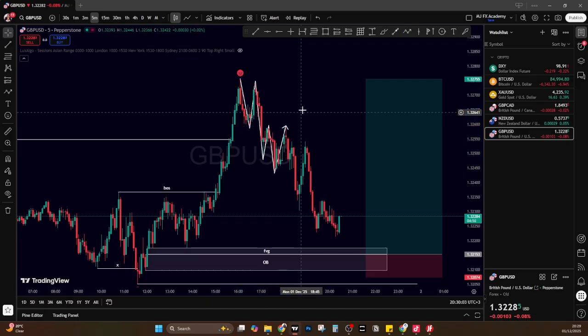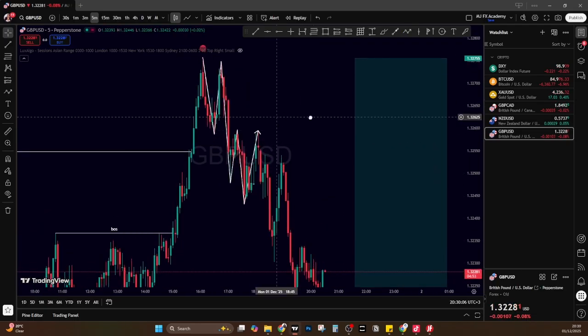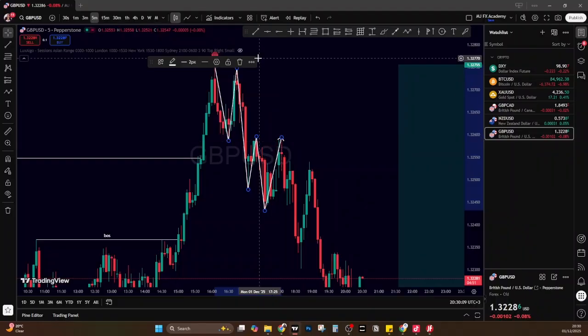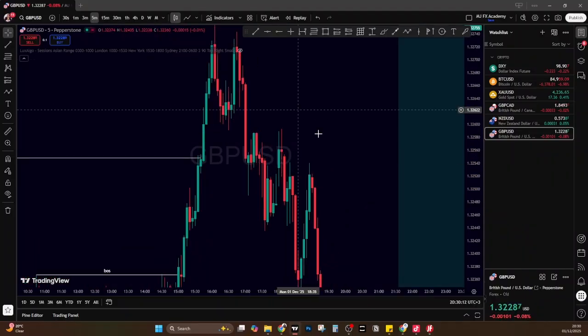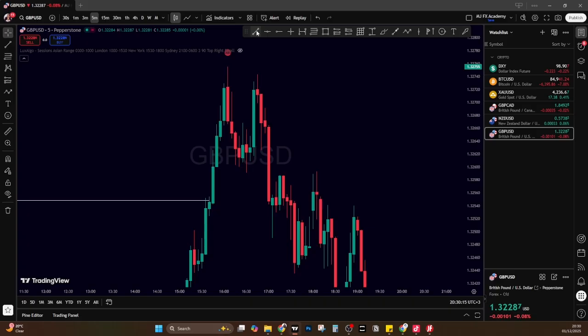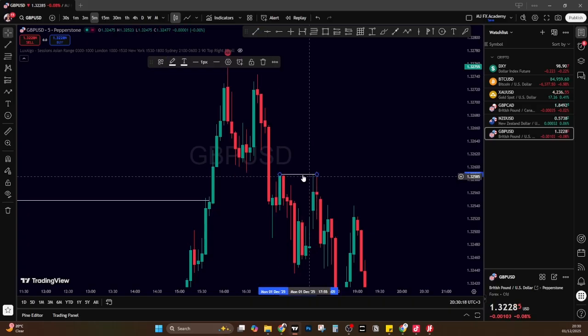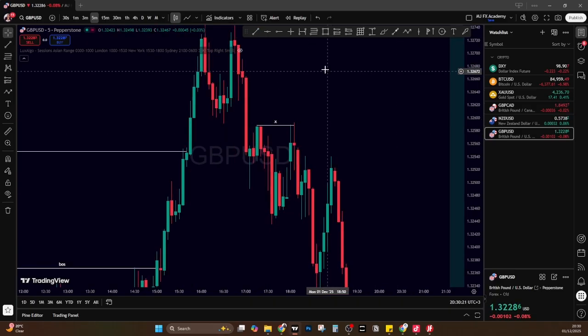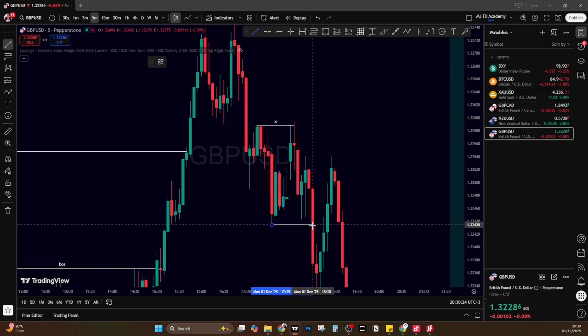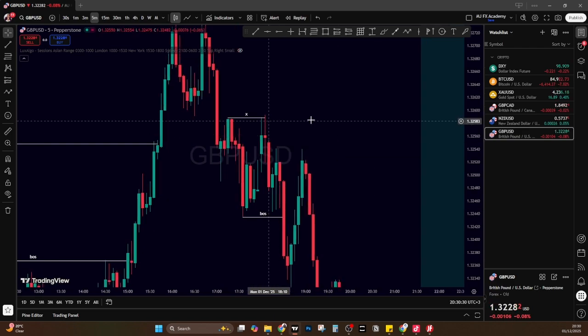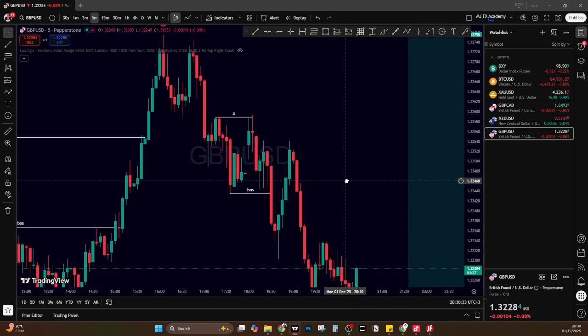So this is where I want us to start. The reason I want us to start here, let me delete this, is because this high swept this liquidity. Can you see that? And it broke structure here. So what does that tell you? That tells you that this is a strong high. If you have a question, please write on the chat so that I'll be able to know.